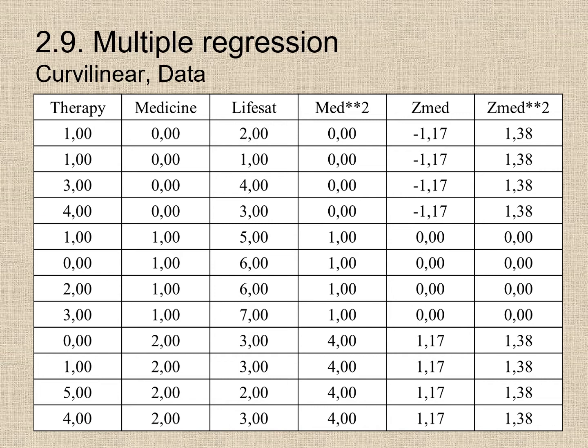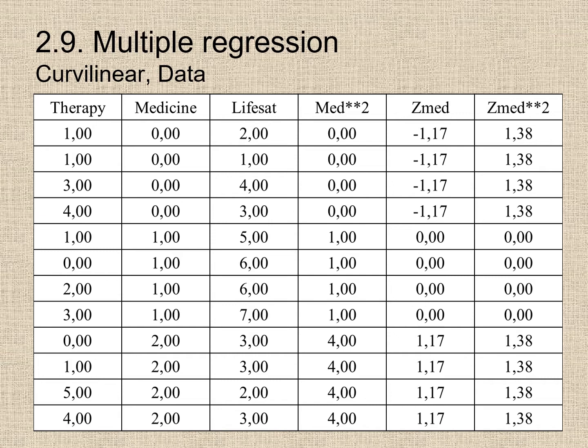And now we take those and square them, and we get these values. So we try two different combinations. We predict life satisfaction from medication and the square of medication. That's one model. In the other model, we again predict life satisfaction from standardized medication and the square of standardized medication. And we'll have a look. Okay, so here we have the non-standardized predictors, and here we have the standardized predictors.